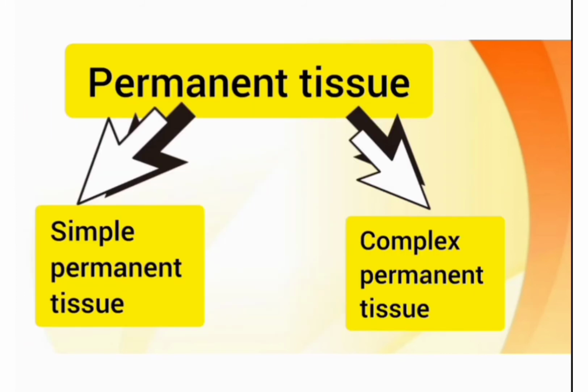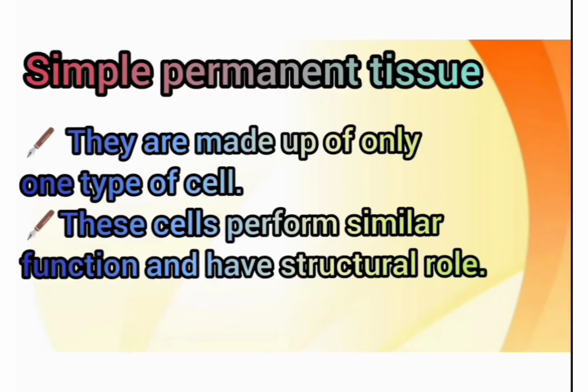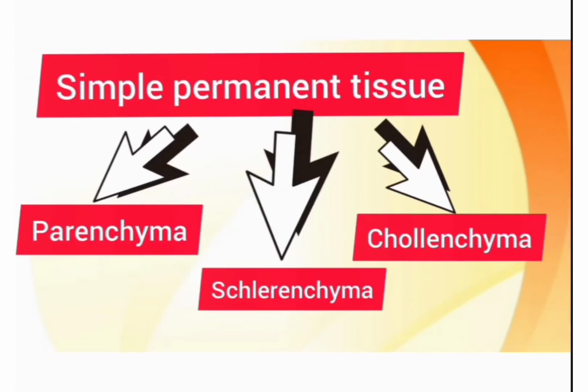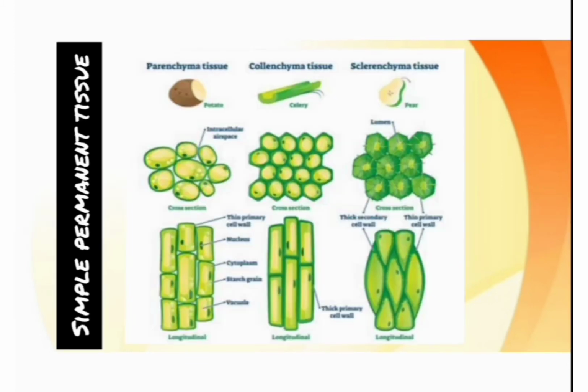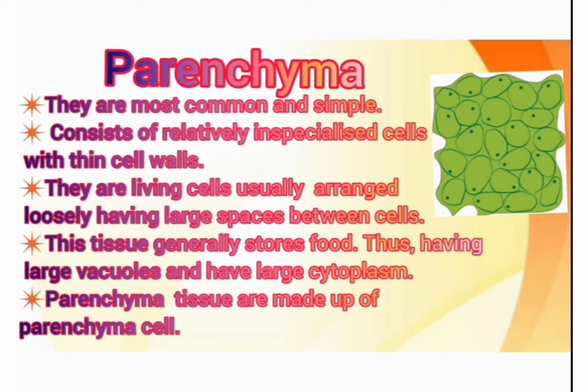Permanent tissue are of two types: simple permanent tissue and complex permanent tissue. Simple permanent tissue are made up of only one type of cell. These cells perform similar function and have structural role. Simple permanent tissue are of three types: parenchyma, sclerenchyma, collenchyma. They are given here: parenchyma, collenchyma and sclerenchyma.